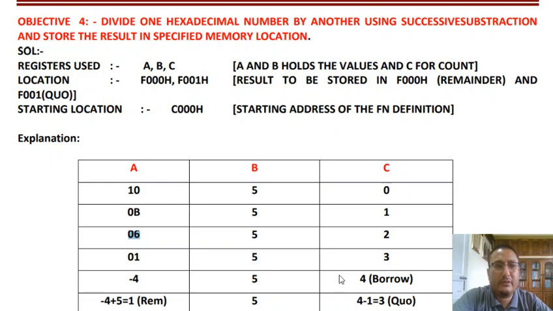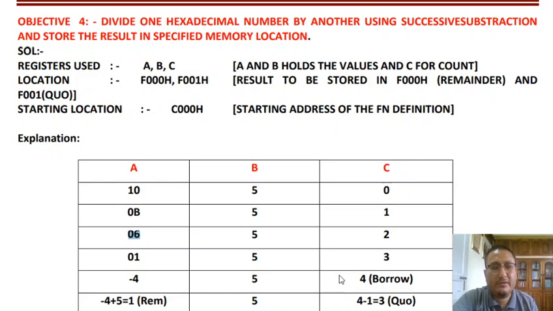So today we'll start with our fourth objective, that is to divide one hexadecimal number by another hexadecimal number using successive subtraction. Here the registers that are used are A, B and C, and the locations where the results are stored are F000H and F001H. F000H stores the remainder, F001H stores the quotient. The starting location of the program is C000H.